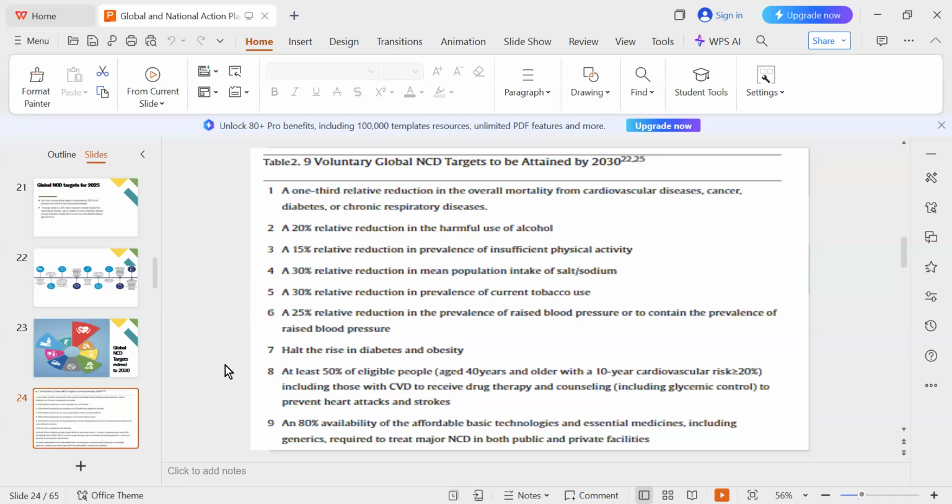At least 50% of the eligible people aged 40 years and older with a 10-year cardiovascular risk greater than 20%, including those with CVD, to receive drug therapy and counseling, including glycemic control to prevent heart attacks and strokes. And then the same 80% availability of the affordable basic technologies and essential medicines, including generics, required to treat major NCDs in both public and private facilities.